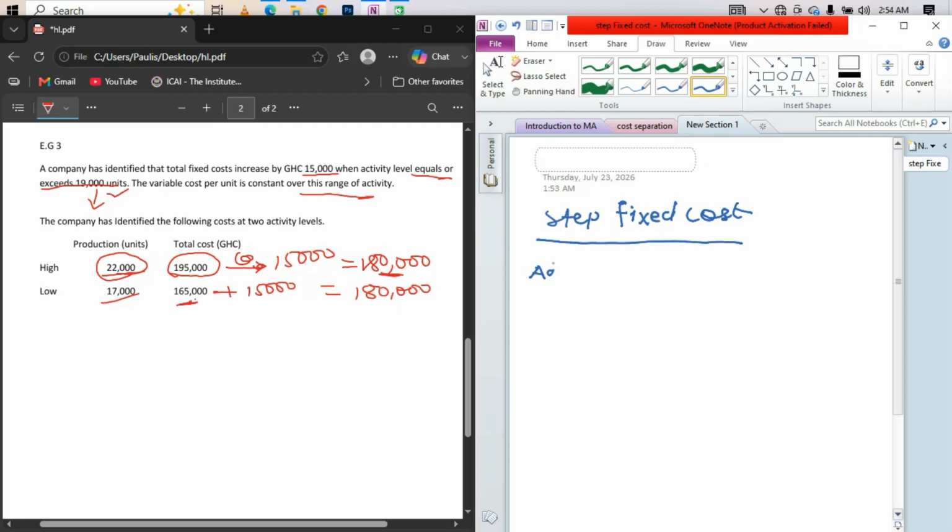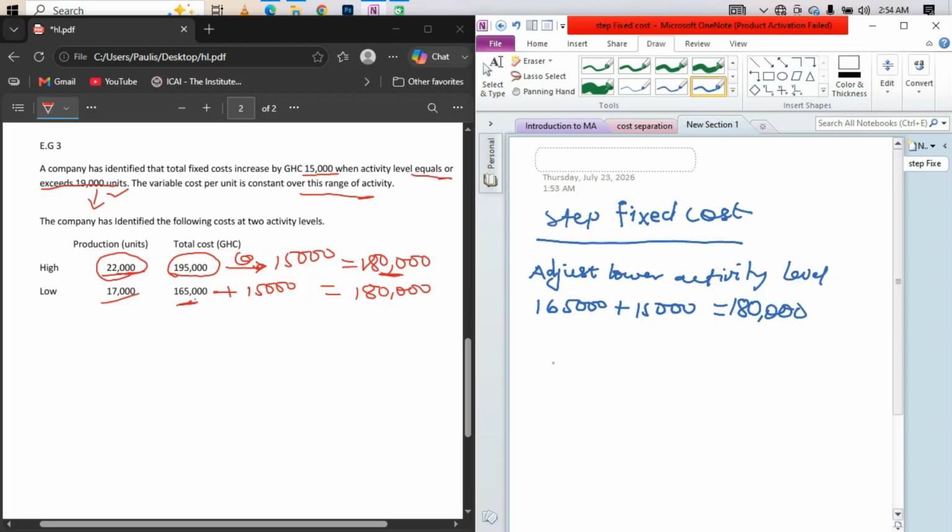So let's adjust the low activity level. So adjust lower activity level. So the cost here is 165,000. So you add the 15,000 to it, and that will give me 180,000. So this is what we use for our adjustment.